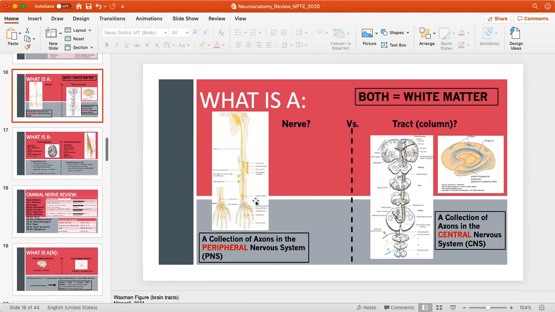All right, and as I differentiated above, we want to, again, think about what are these different structures of white matter within the peripheral nervous system versus central nervous system. So a nerve, which are axons in the periphery, or white matter in the periphery, that's going to be part of the peripheral nervous system. So we see right here a depiction of nerves of the upper extremity, versus in the central nervous system, these collections of axons, white matter, are going to be called tracts or columns. And so we can see the tracts along the neural axis in this picture.